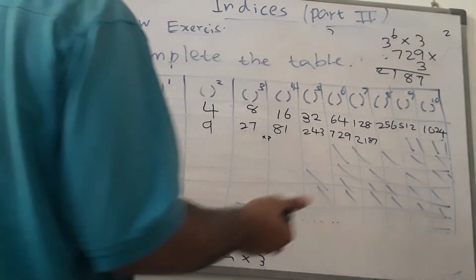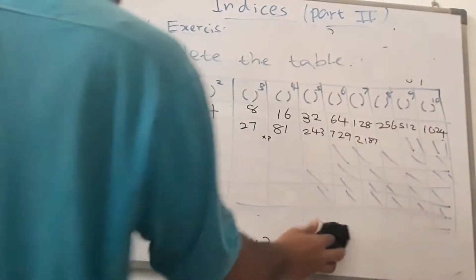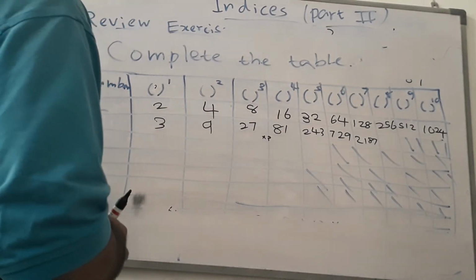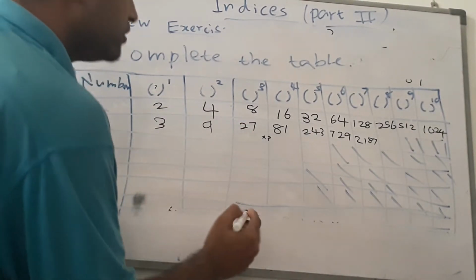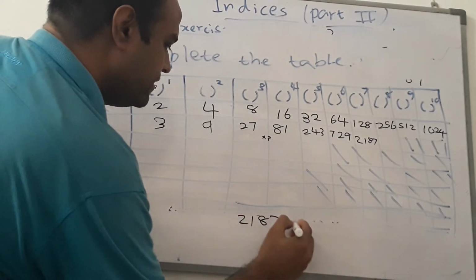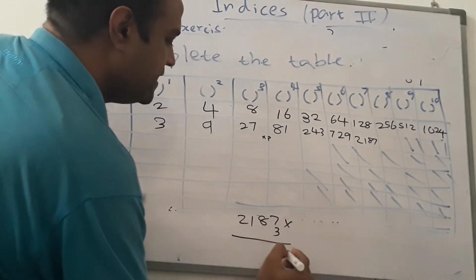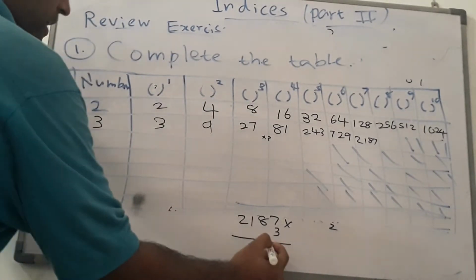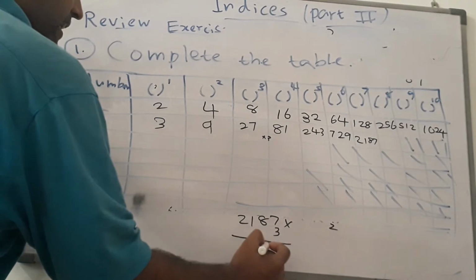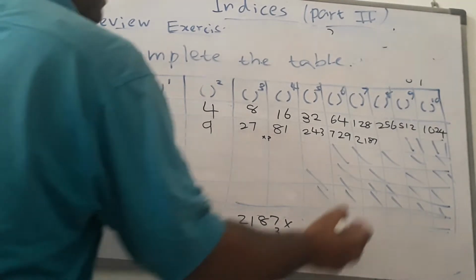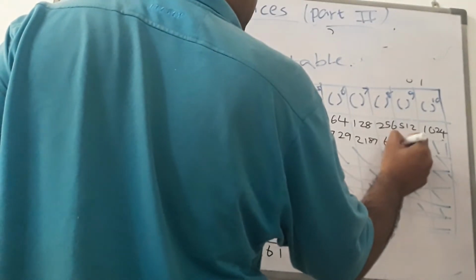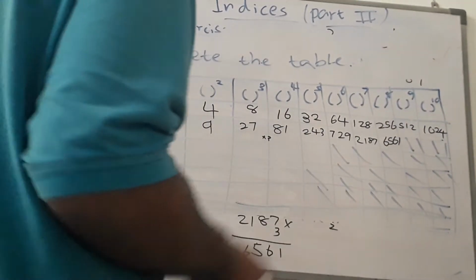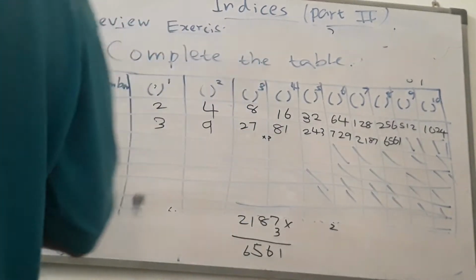Next is 3 to the power 8. 3 to the power 8 means we have to multiply 3 to the power 7 by 3. So it will be 2187 by 3. 3 times 7 is 21. 3 times 8 is 24 and 2, 26. 3 times 1, 3 and 2, 5. 3 times 2, 6. So it will be 6561. Okay, these are the answers.